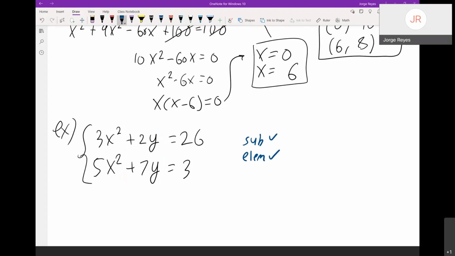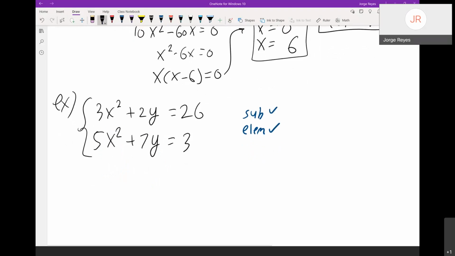All right, which I guess, let me use elimination. Okay, so what I'm gonna do is 5 row 1 and 3 row 2 because I want to get 15. Okay, so 15x squared plus 10y equals 260.